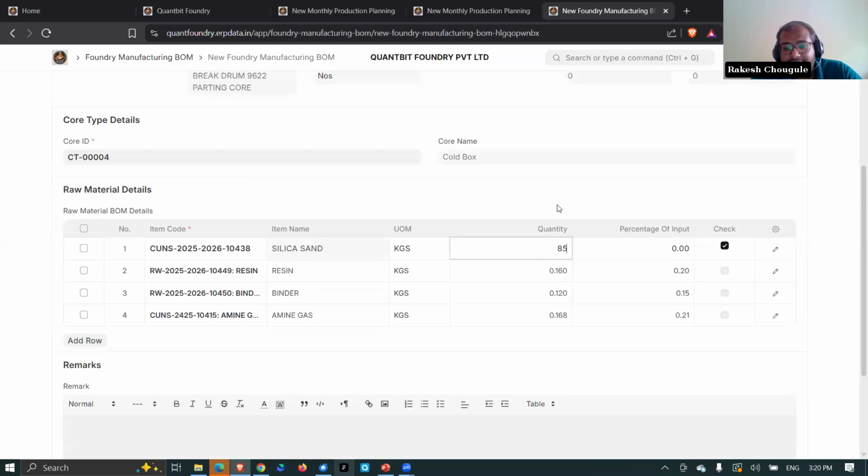If I enter 85 here, you can see the quantities change accordingly: 0.20%, 0.50%. If I make it 1%, the quantity will be changed accordingly. So the user need not add each and every raw material configuration. If we allow this kind of configuration, then manual error will be less.